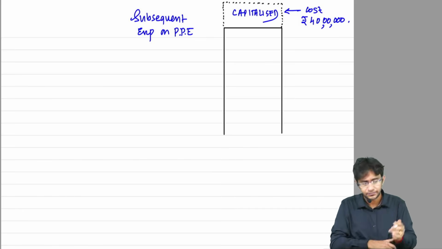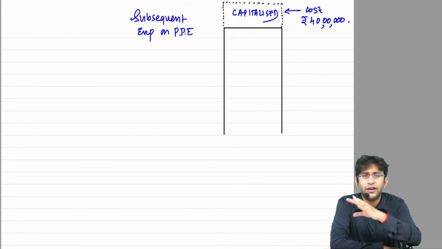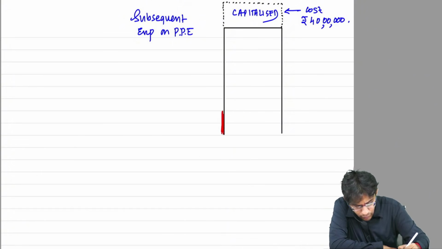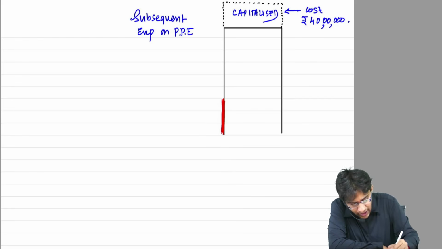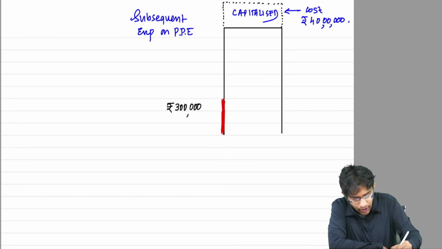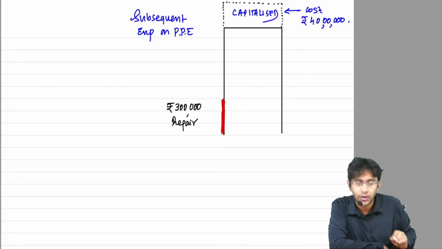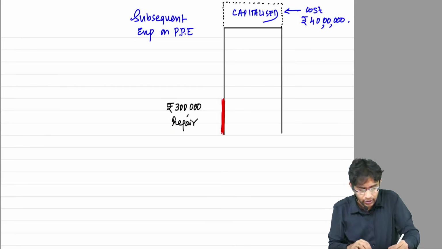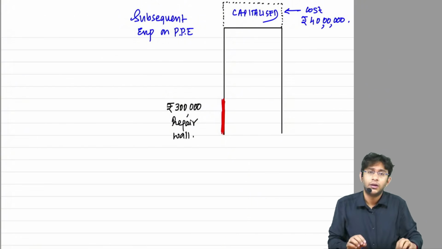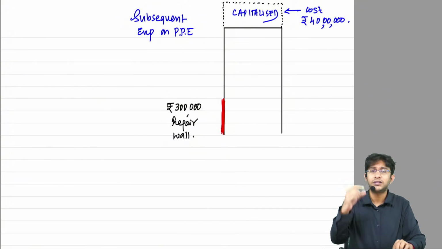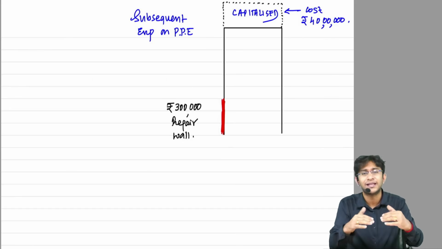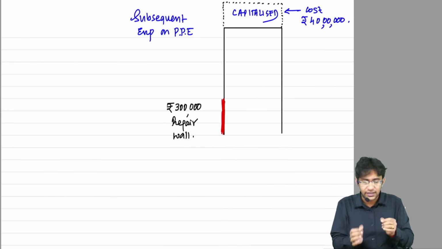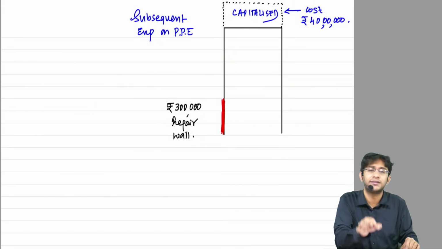Next, another example. Suppose due to heavy seasonal rains, a portion of the wall got damaged. So what I had to do is incur some expenses of 3 lakh rupees and repair this. If you incur 3 lakh rupees to repair a wall, is it going to result in additional future economic benefits, or is this an expenditure incurred to maintain the asset in its existing condition? This is an expenditure incurred to maintain the asset in its existing condition.